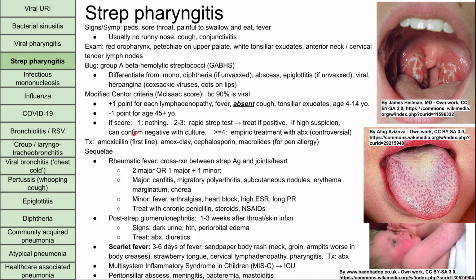If the patient has a score of 1, you do nothing. They do not have strep throat. You can treat them with supportive care. They likely have a viral pharyngitis.